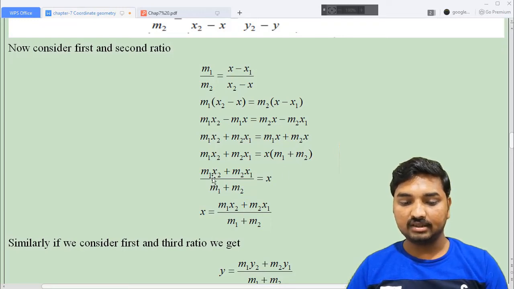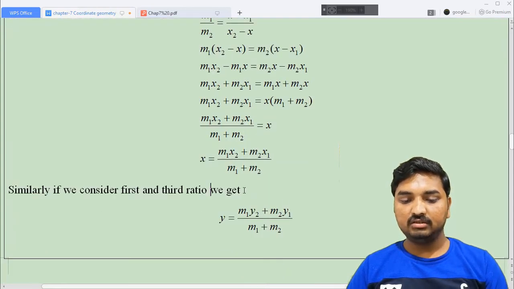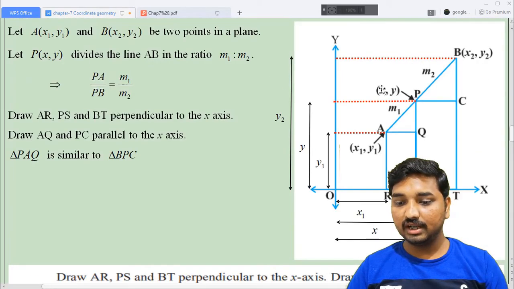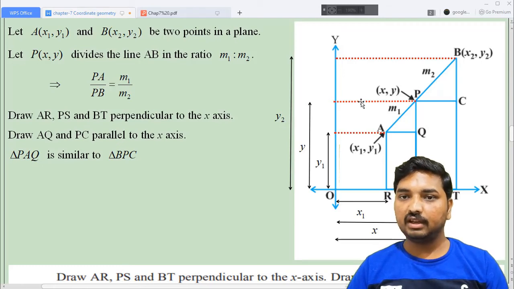It will become like this. I'm going to reverse this one: m1 x2 plus m2 x1 divided by m1 plus m2. So actually x is the x coordinate of the point P. I told you initially, I need to find the coordinates of P in terms of x1, x2, y1, y2, m1, m2, like that.